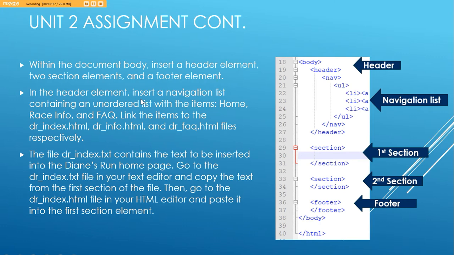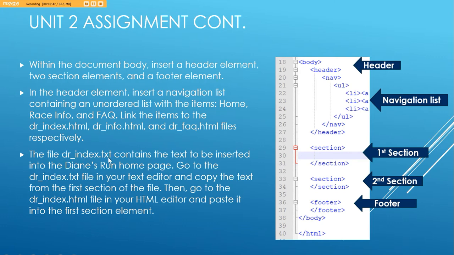Then in the header element, you're going to insert a navigation list containing an unordered list with the items Home, Race Info, and Frequent FAQ. Link the items to the DR index HTML, DR info HTML, and DR FAQ HTML files respectively.